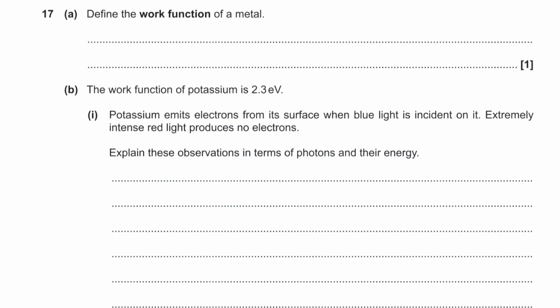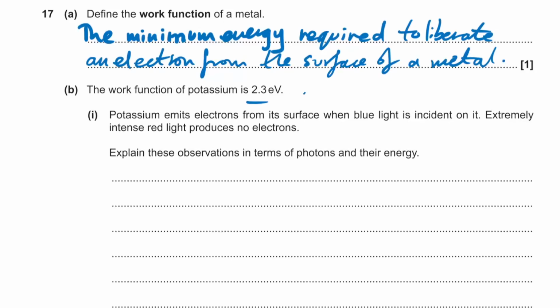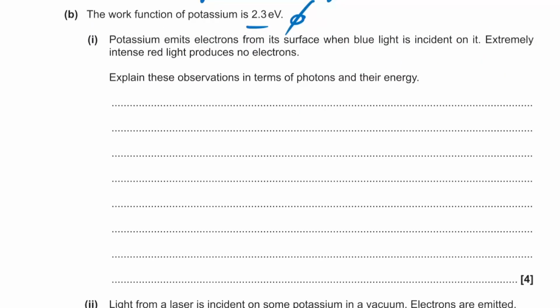Define the work function of a metal: the minimum energy required to liberate an electron from the surface of a metal. The work function is 2.3 electron volts. Potassium emits electrons from the surface when blue light is incident on it. Extremely intense red light produces no electrons. Explain these observations in terms of photons and energy.